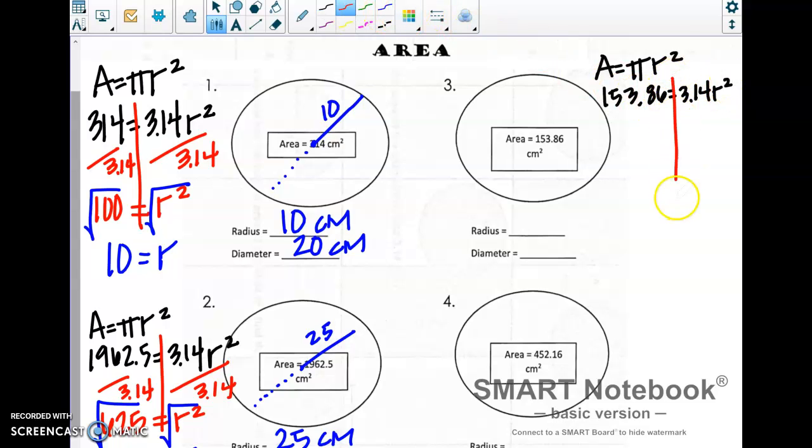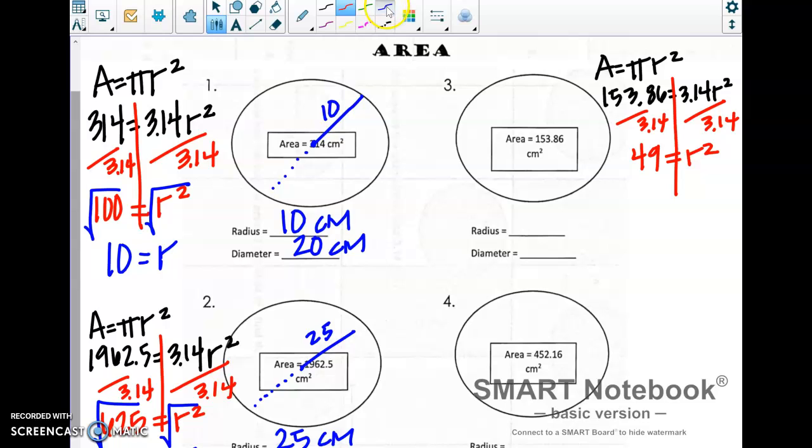To start to solve this problem, we need to get r squared by itself. It's being multiplied by pi. To undo that, we're going to divide by pi. So 153.86 divided by pi gives us 49. So 49 equals the radius squared.